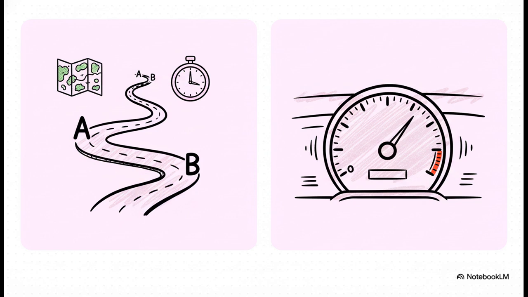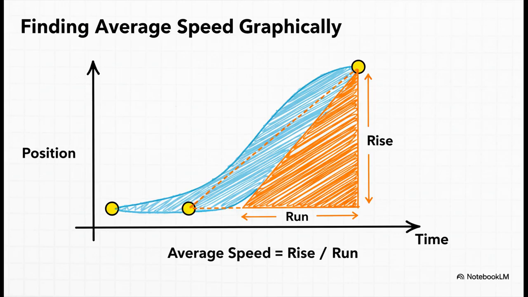But how does a speedometer even do that? How can you possibly calculate the speed of a single frozen instant in time? Well, let's picture this. Imagine a graph of your position over time. To get the average speed, we can just pick 2 points, say the start and the end of your trip, and draw a straight line between them. The slope of that line, the rise over the run, that is your average speed.